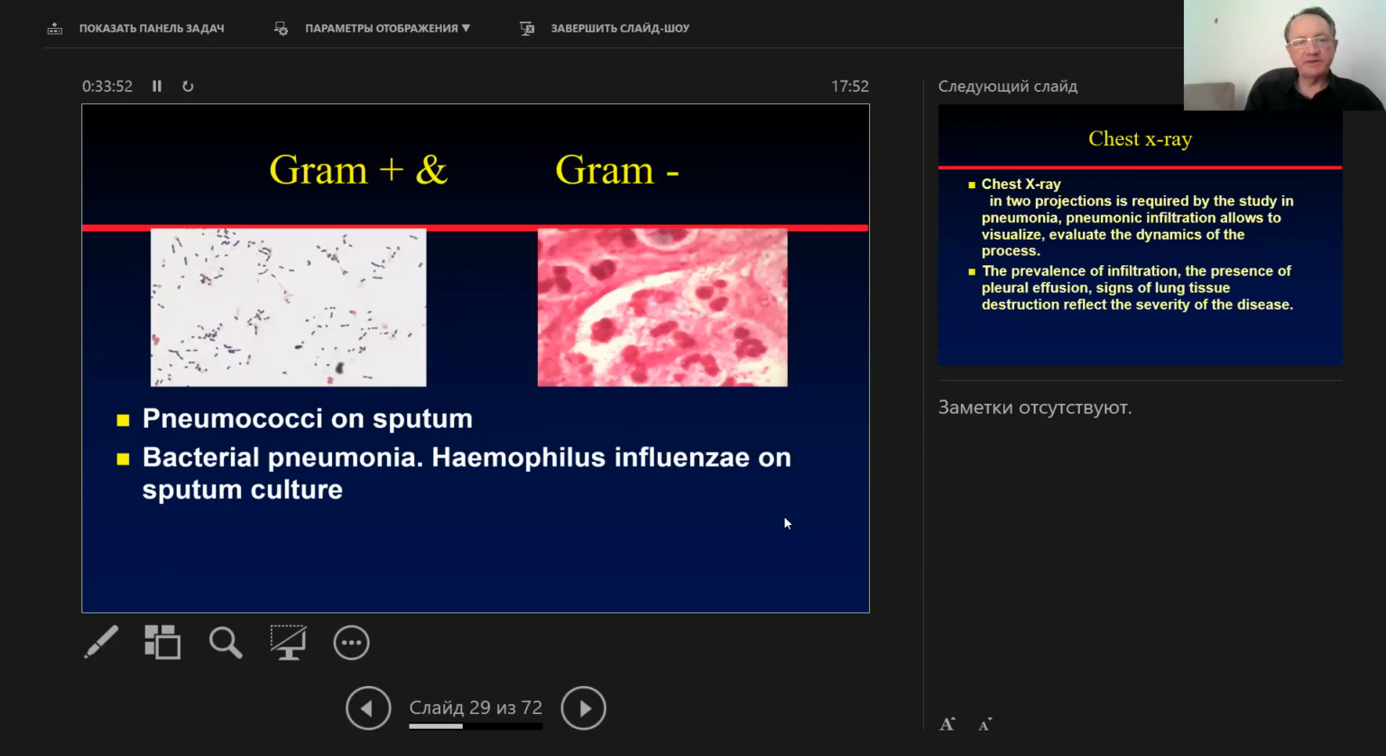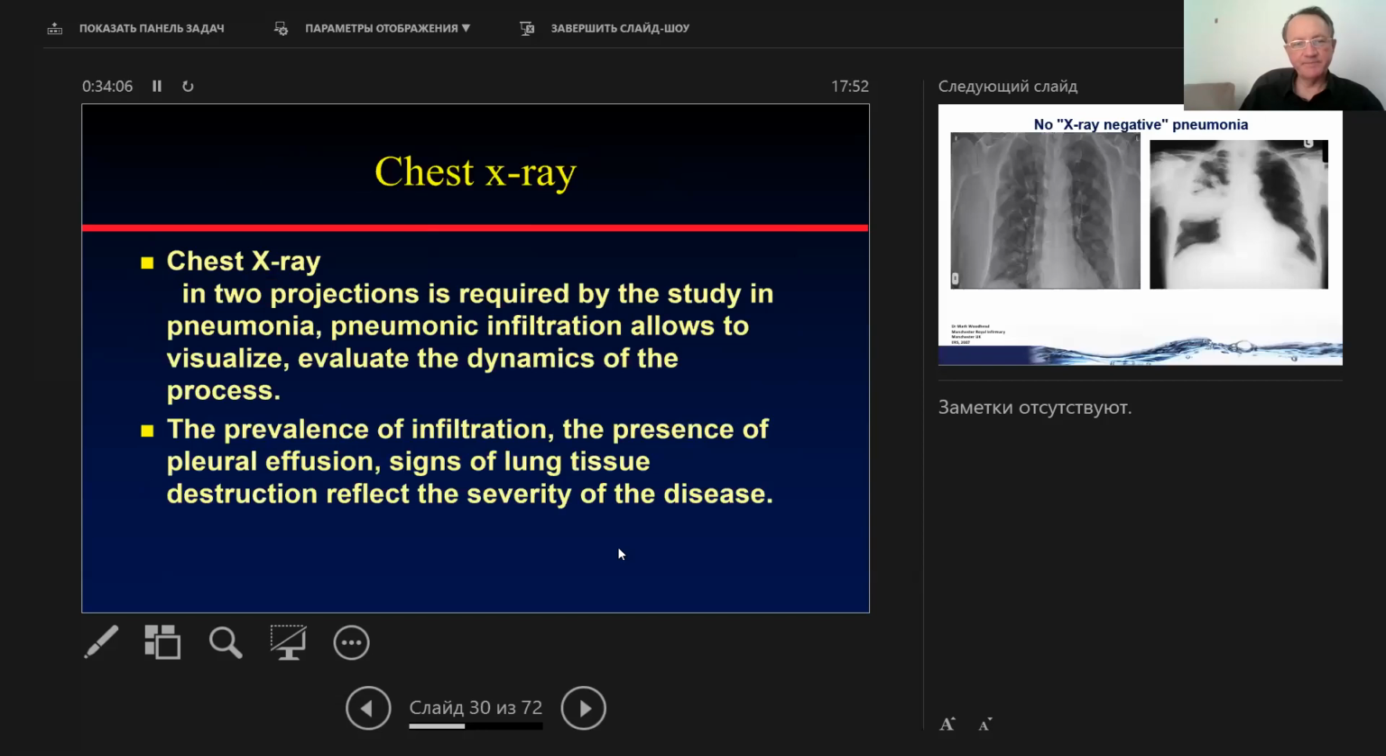And in this slide, you can see the gram positive, it's pneumococcus, staining by gram staining, and gram negative, it's Haemophilus influenzae. And the chest X-ray, it's a very important test recommended for all patients with pneumonia. And the presence of infiltration can help you to confirm the diagnosis of pneumonia.